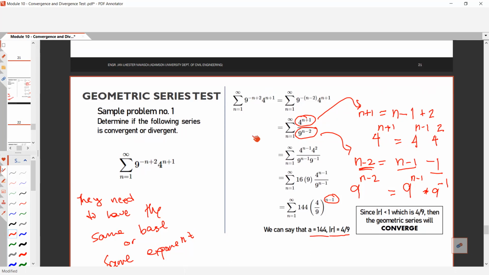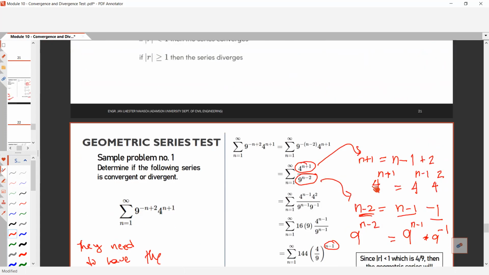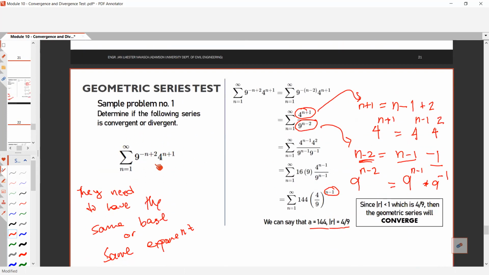Okay, so practice this using a times r raised to n. What you'll do here is separate the n equals 1 term, and just make it 0. This is just an example, so just make it 0. Then solve the geometric series and determine if it is converging or diverging if we include 0. Okay, so try to practice this one.